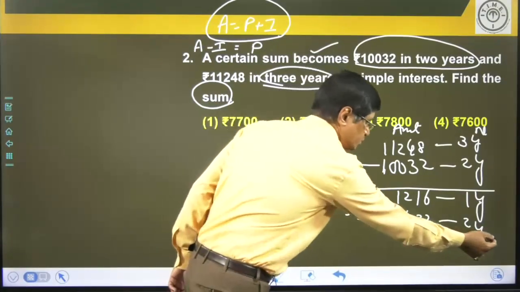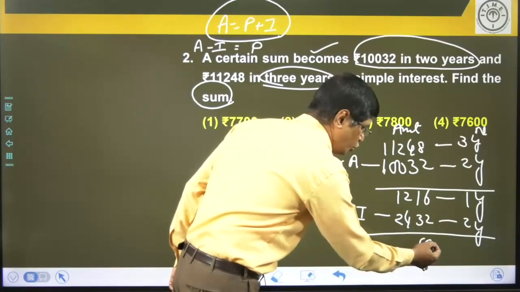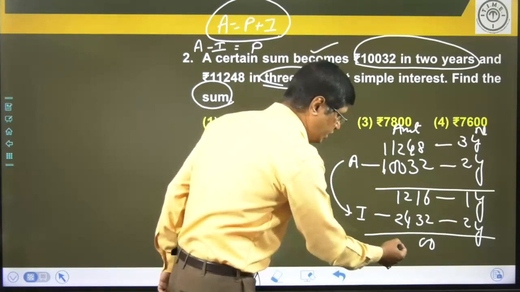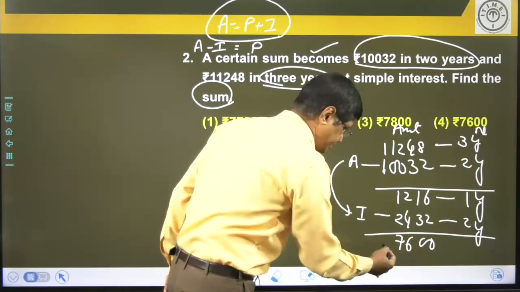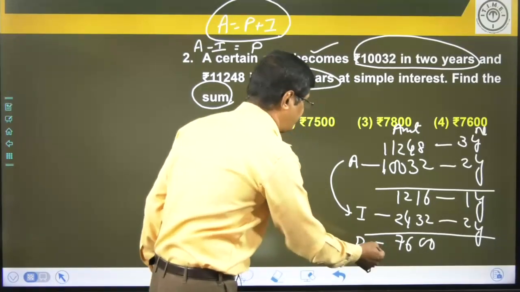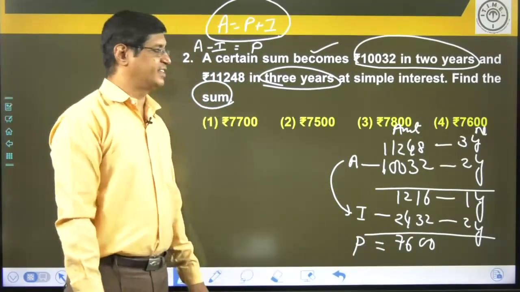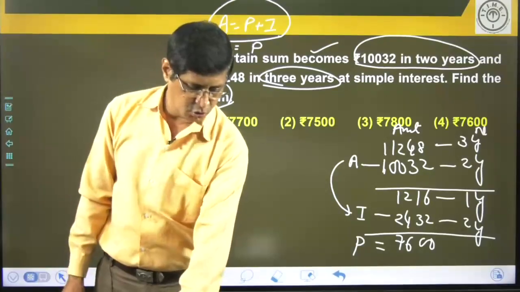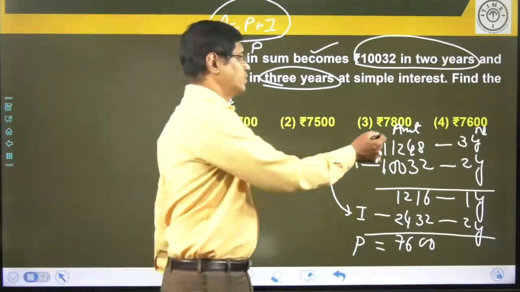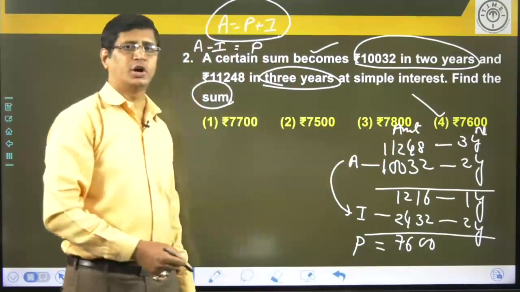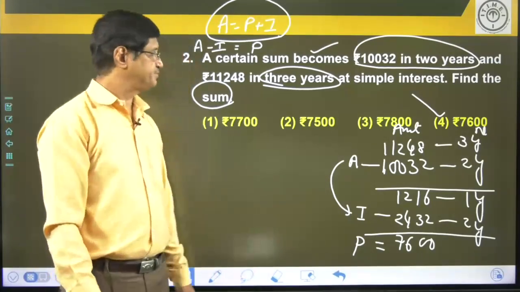Just subtract. 32 and 32 gets cancelled. Now 0, 0. 100 minus 24, it is 76. So, what is the value of the principal? It is 7600. So, right choice, option number 4. Choice 4 is the right answer.